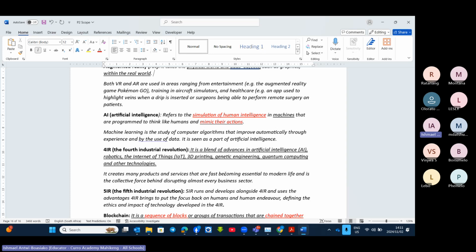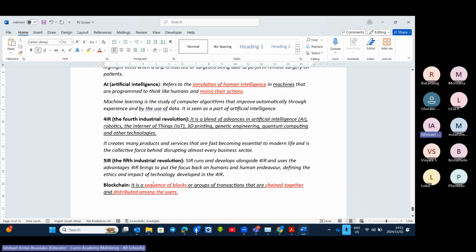Then lastly, the blockchain is a sequence of blocks, or you can say group of transactions, whichever way, that are chained together and distributed among the users. So that's the definition of blockchain. And blockchain has applications in different ways. Cryptocurrency uses blockchain also, and other activities. There are so many groups of transactions that are put together and distributed among different users.